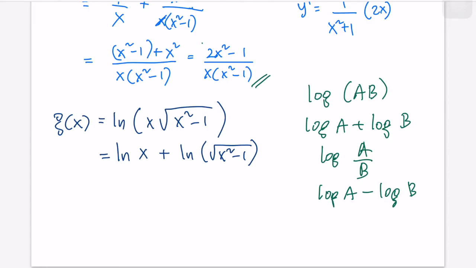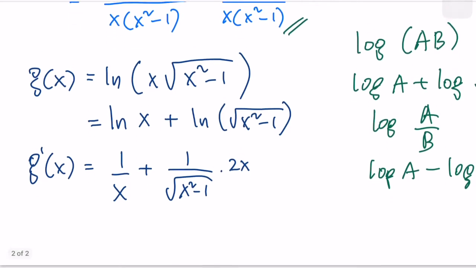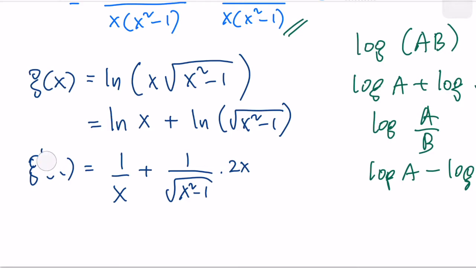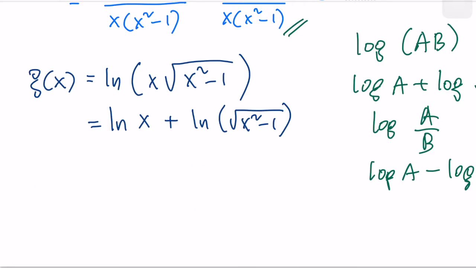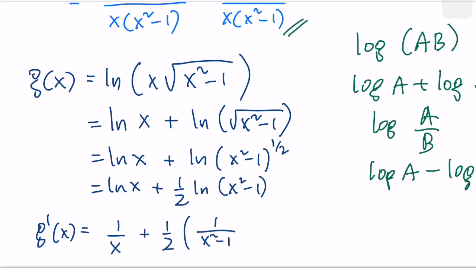Okay, now let's continue to the question here. So g prime x will be 1 over x plus 1 over this, and then multiply by 2x. Okay, or even let's see from here. I forgot to mention something. We can write this as, and by the log law, we can also write, and it makes our life easier. So g prime x will be 1 over x plus half times 1 over x squared minus 1, and this will be 2x.